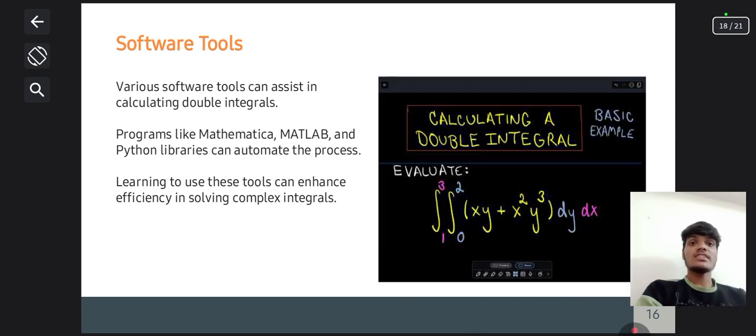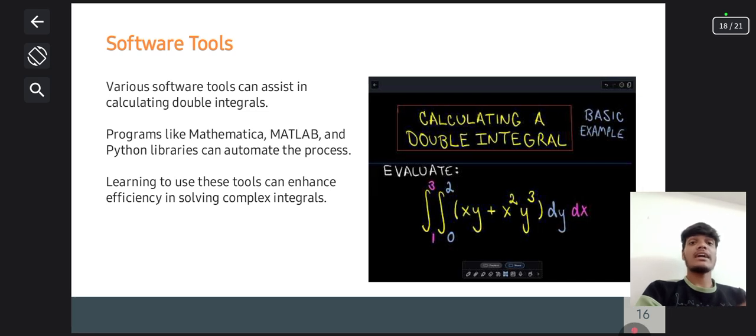Software tools. Various software tools can assist in calculating double integrals. Programs like Mathematica, MATLAB, and Python libraries can automate the process. Learning to use these tools can enhance efficiency in solving complex integrals. Nowadays, software tools are also developed for calculating double integrals, programs like Mathematica, MATLAB and Python.